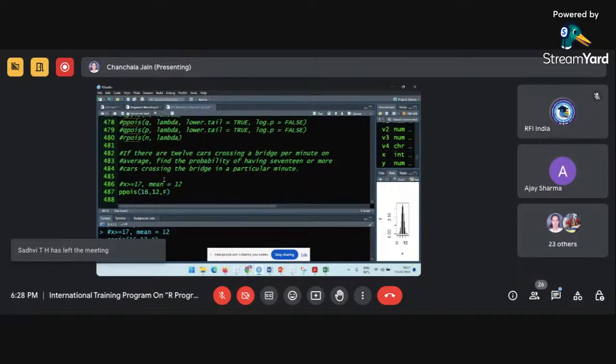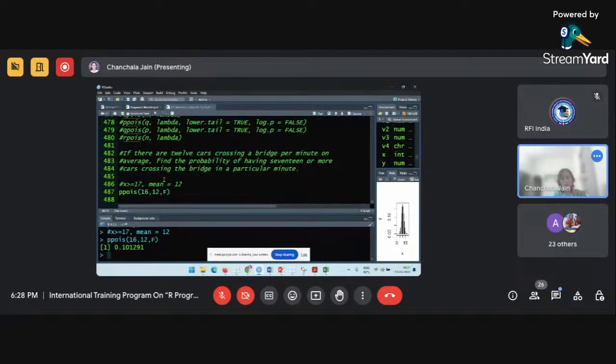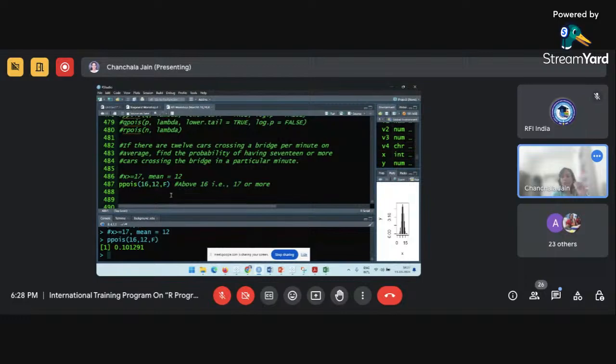Geeta ma'am, I hope you are getting me. Yes, as it is false, then it will be below 17. Is it that it will be above 16? Yeah, 16 won't be included, and above 16 it will start. It is 17 above 16. You can write here it is above 16, that is 17 or more. Right? Okay. Now it is clear, ma'am? Yes.